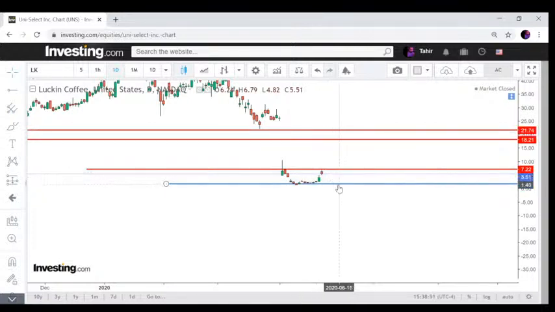Or on the other side, if it goes down, then make a buy around 1.75 to 1.8, you can plan a buy. Okay, I hope that it answers your question.